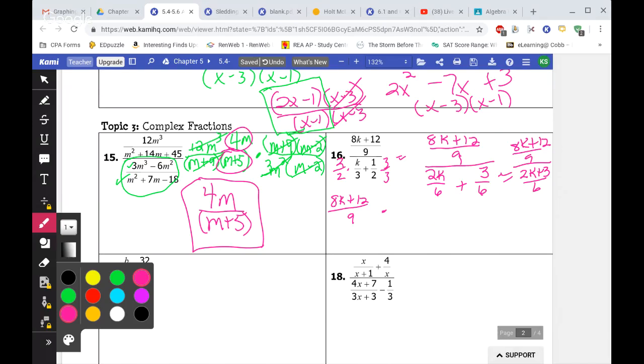So now I'm going to flip this. My 6 will be on the top, and my 2k plus 3 will be on the bottom. And this factors, I can take out a 4, and that becomes 2k plus 3. And now I can see that these cancel vertically. 3 goes into 6 2 times. 3 goes into 9 3 times. So I have a 4 and a 2 left on top. And 4 times 2 is 8. And I have a 3 on the bottom. All of that to get 8 over 3.